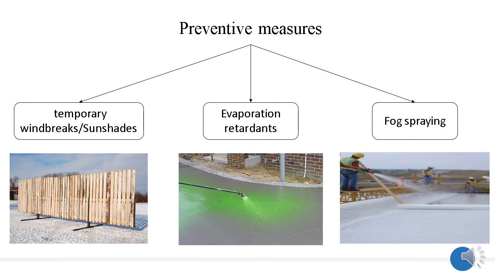The preventive measures are temporary wind breaks, adding evaporation retardants, and fog spraying. This will prevent a higher bleeding rate.